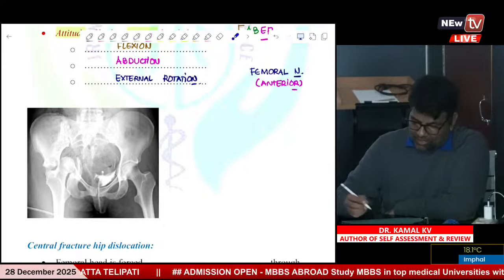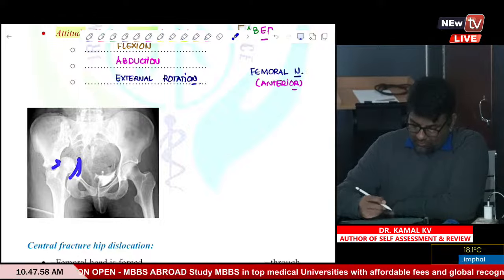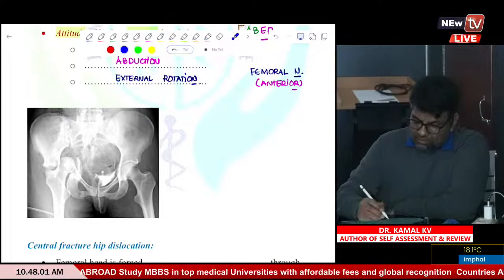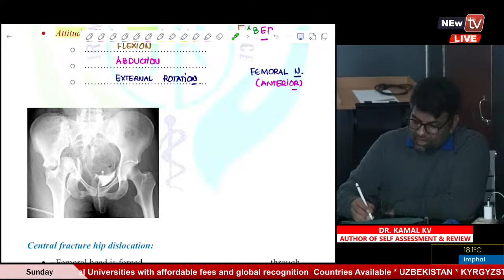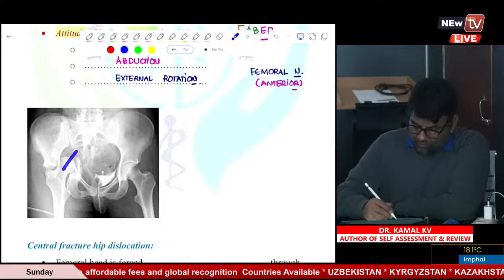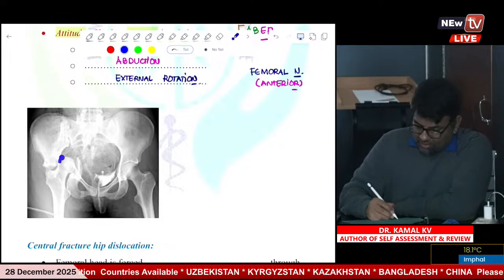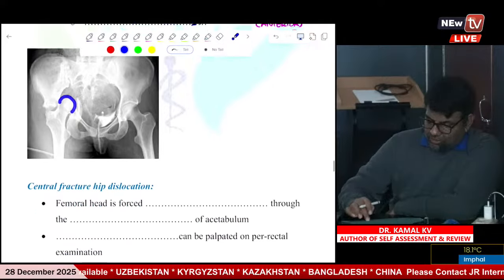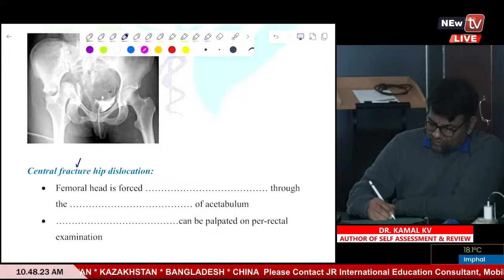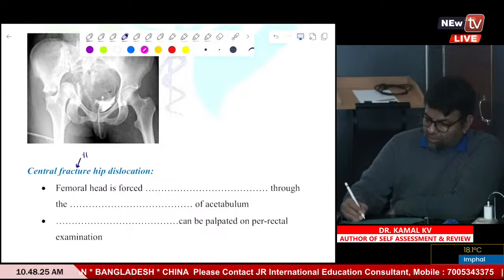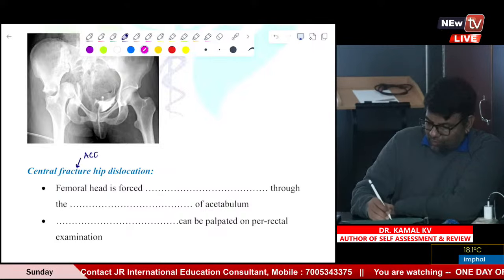Now look at this X-ray. This is the acetabulum which is broken, and this is the head of femur which has moved inside the pelvic cavity. This is the normal location of the head of femur, but here it is lying like this. So this is known as central hip dislocation. Sometimes we also add the word fracture, because there is fracture of the acetabulum or acetabular floor.